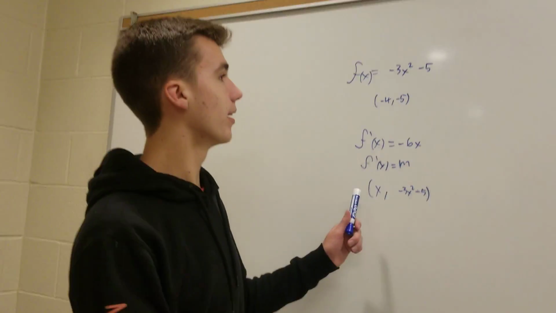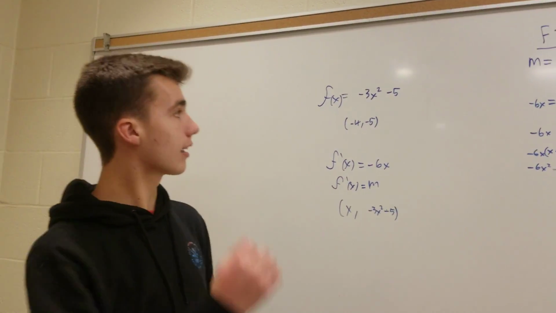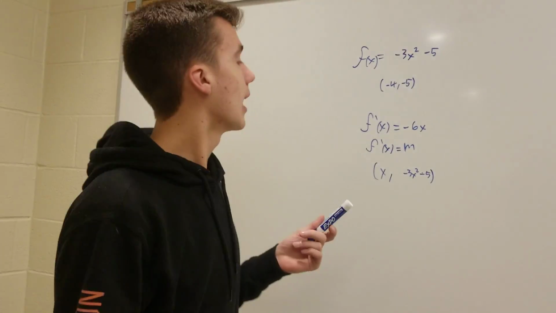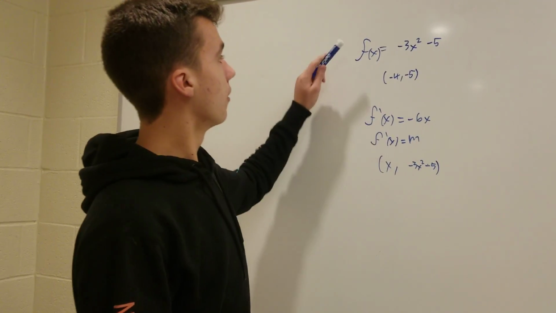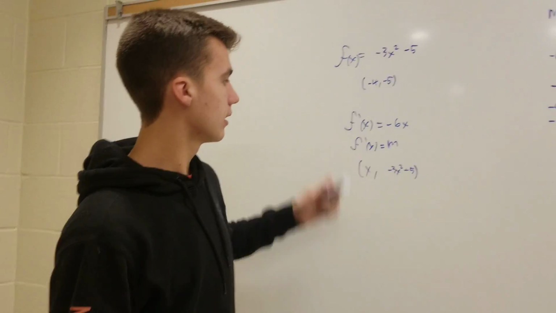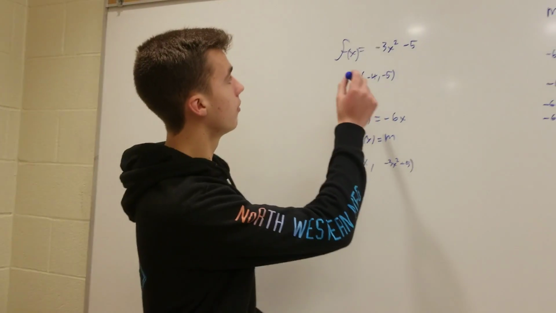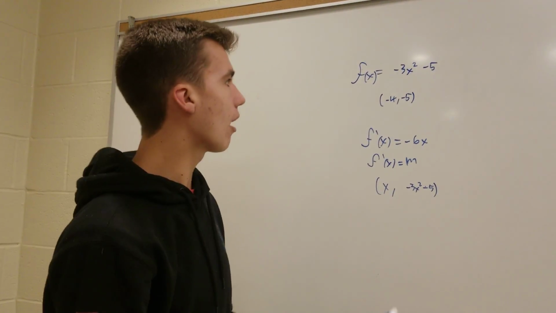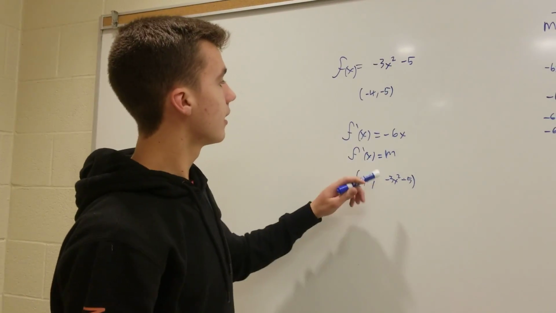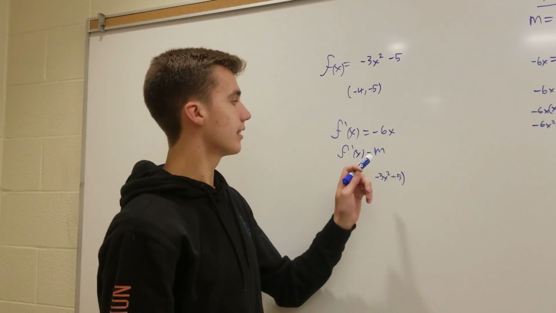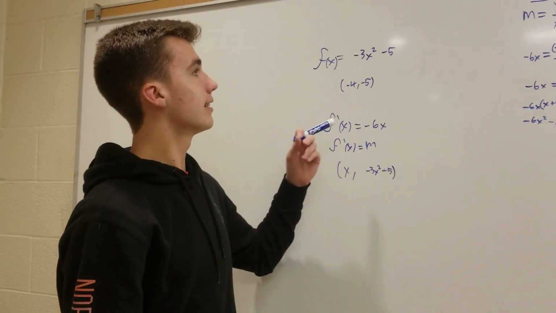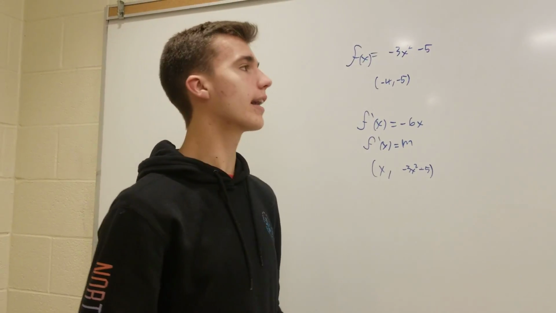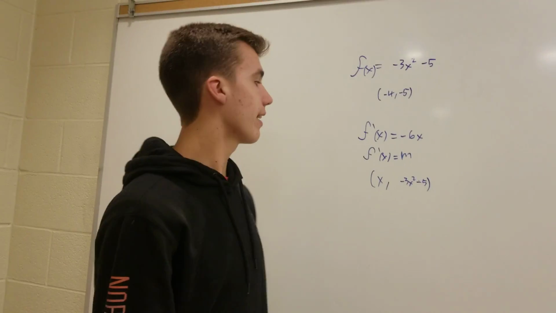For this question, the third question, I was given a function f(x) = -3x² - 5 and the point (-4, -5). I'm tasked to find all tangents of this function that pass through this point. First I need the first derivative, which is -6x using the power rule, and that is the slope. Since I don't have any x values, I need to find the x values first before I can start solving for lines of tangent.